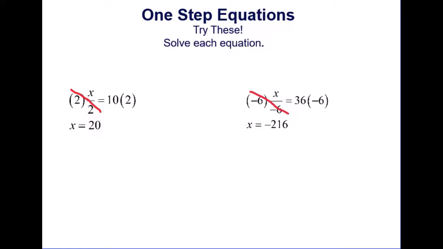So when solving one-step equations, you have to identify the operation that is currently happening to the variable, determine, and do the inverse.